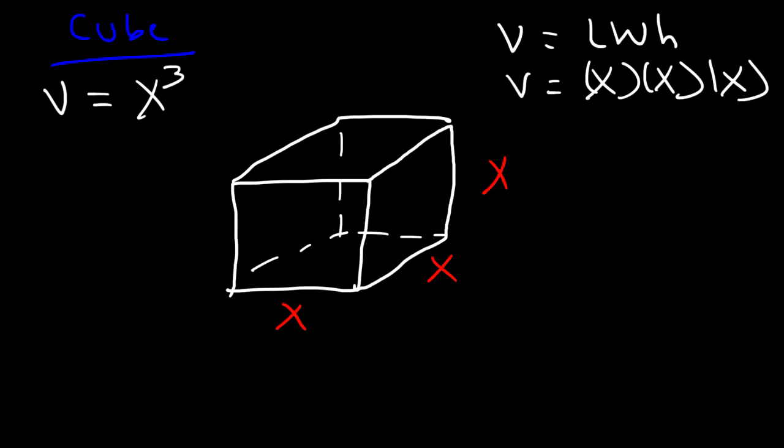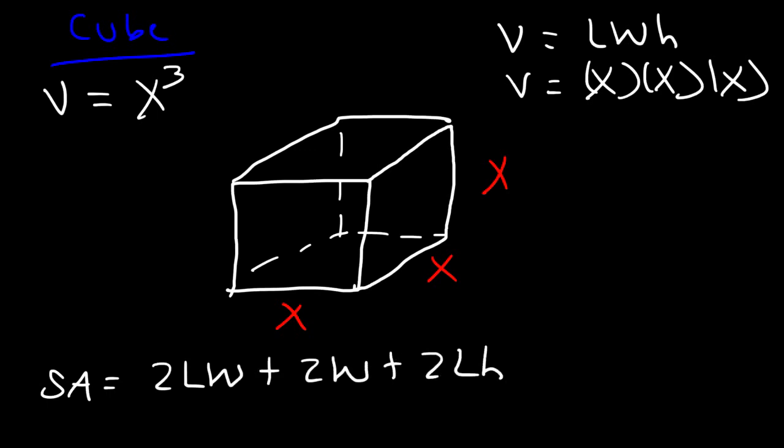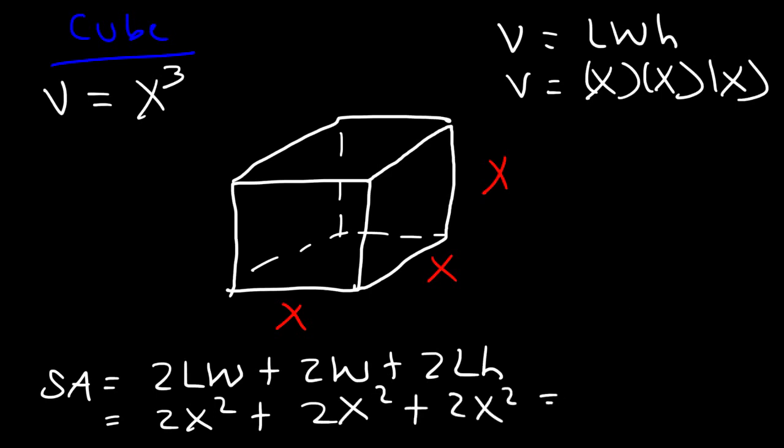Now what about the surface area of a cube? Well, for a rectangular prism, we saw it was 2LW plus 2WH plus 2LH. In this case, it's going to be 2x squared, but 3 times. So the surface area of a cube is 6x squared. So make sure you know these formulas.